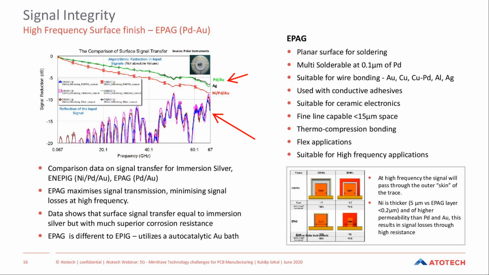But at the same time, a finish isn't just about signal integrity. You have to really choose the finish based on: is it going to be used for multiple solderable applications? Is it going to be used for conductive adhesives? Is it capable of doing fine lines and spaces? Is it for flex, etc.? So there's a whole gamut of things that will need to come into play when it comes to your process selection. These are some of the key things that I think everyone needs to understand.